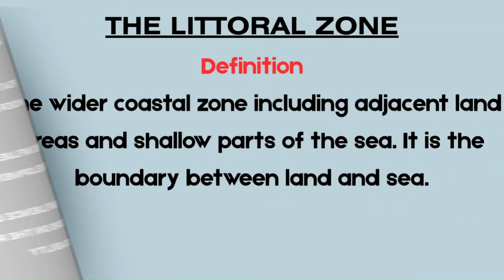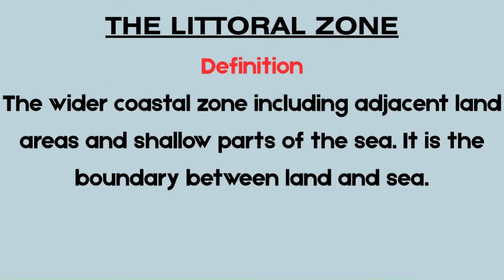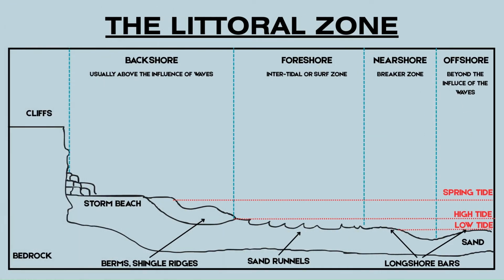Let's begin. The littoral zone is the wider coastal zone including adjacent land areas and shallow parts of the sea. It is the boundary between land and sea. To help explain this term in detail, let's look at a diagram and explain each section of the zone. The littoral zone is divided into four main sections: backshore, foreshore, nearshore, and offshore.